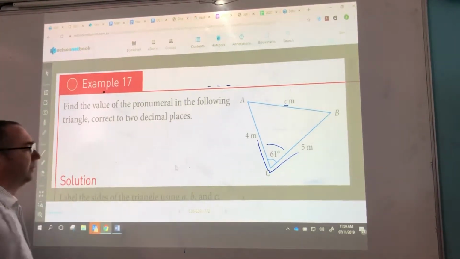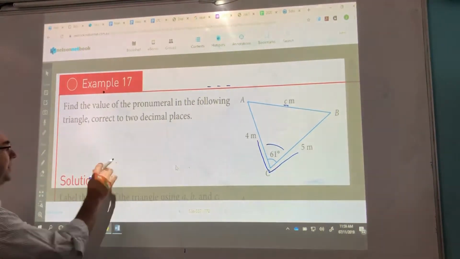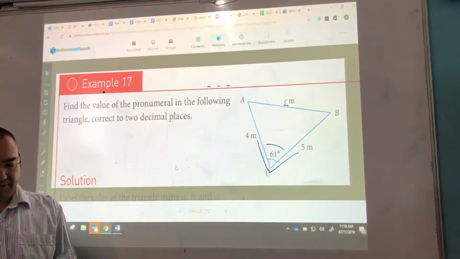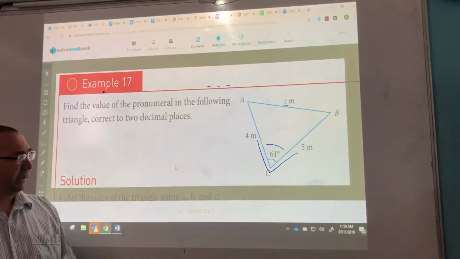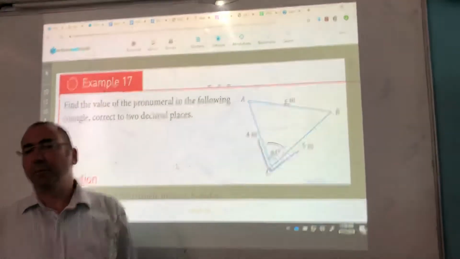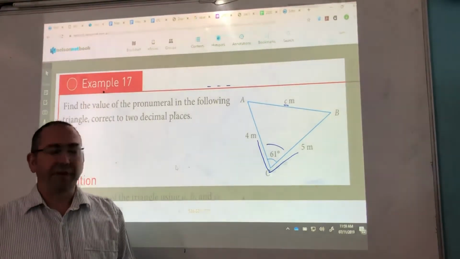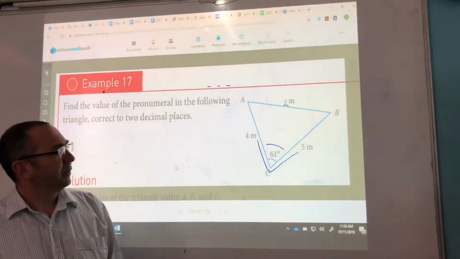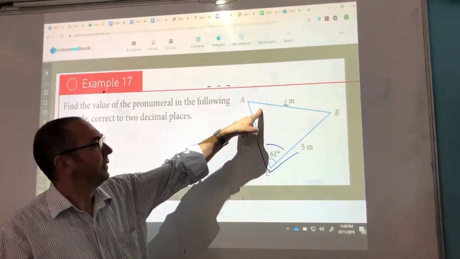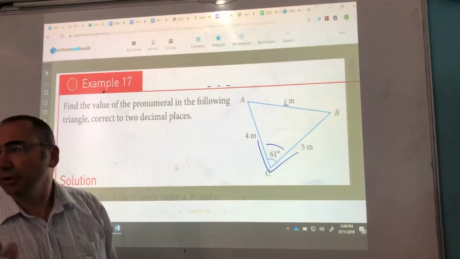The cosine rule, as you'll either memorise or put on your cheat sheet, is a squared equals b squared plus c squared minus 2bc cos A. Now, you'll know that from your work with the sine rule and trig ratios, cos A obviously refers to the cosine of an angle. Now, where's cos A here? Well, that's angle A up there. So what that means is that the standard form of the cosine rule isn't going to work for us.